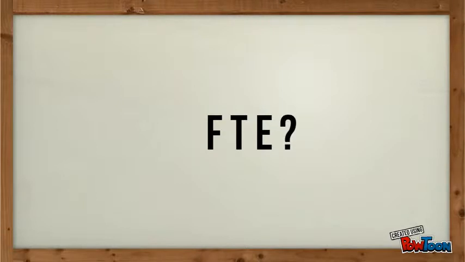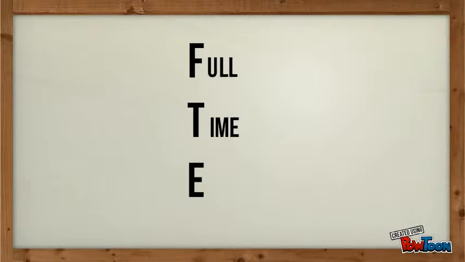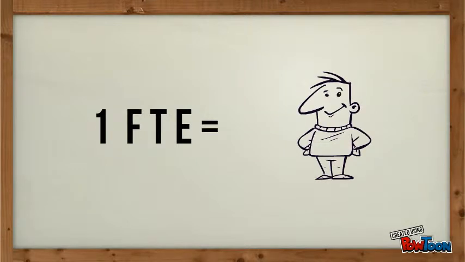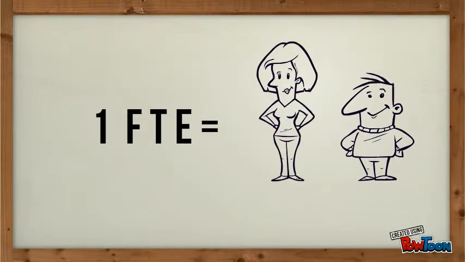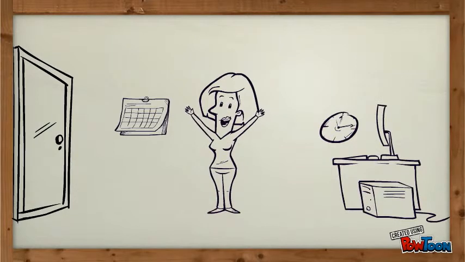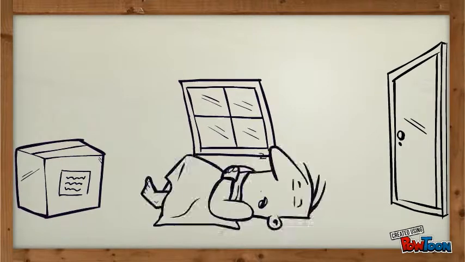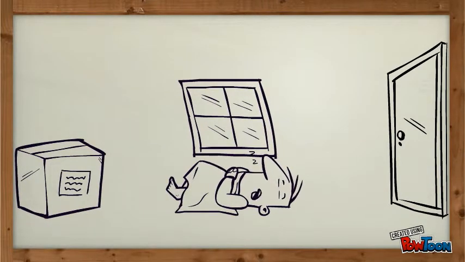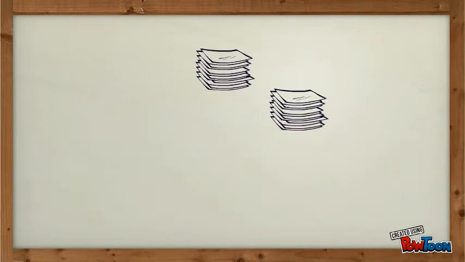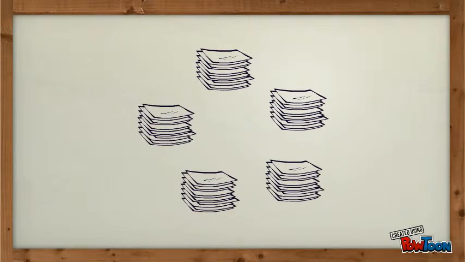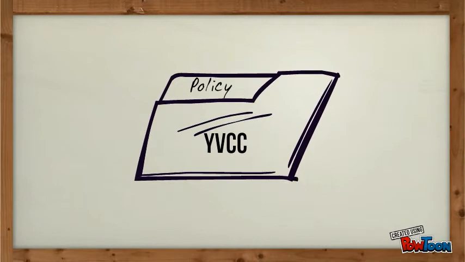What's an FTE? FTE stands for full-time equivalent. One FTE is equal to one full-time student or 2 part-time students. In order to be counted as an FTE, students must be present in the classroom, hence the need for an attendance policy. Because attendance policies are so different from instructor to instructor, we thought it would be more beneficial to the students if YVCC adopted a school-wide policy.